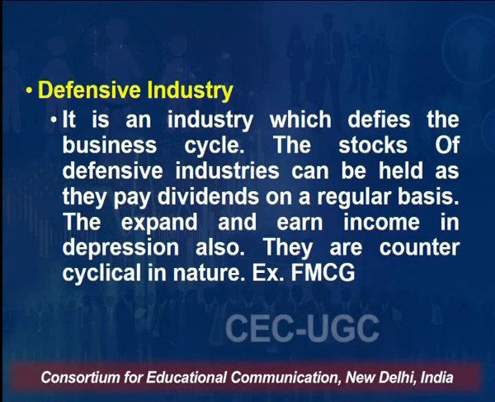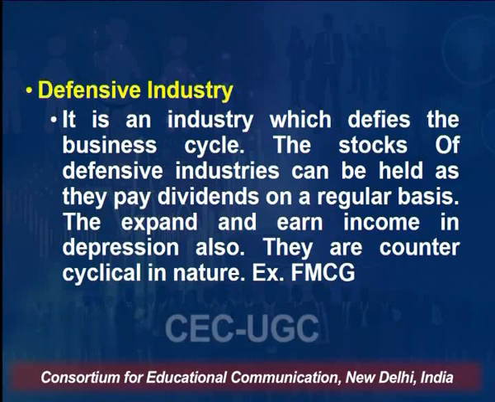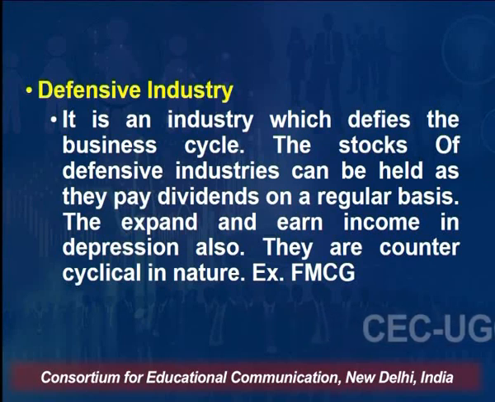Some are called defensive industry. Defensive industry means their sales and profit are not much affected. I'm not saying not at all, but not much affected by the ups and downs of the market. Their demand keeps on increasing at a slower rate, like FMCG companies, companies engaged in fast-moving consumer goods, like Colgate, Dabur, Hindustan Unilever. These companies prepare toothbrushes, toothpaste, washing powder, all products of normal consumption, which have become our habit. So they are called defensive industries.